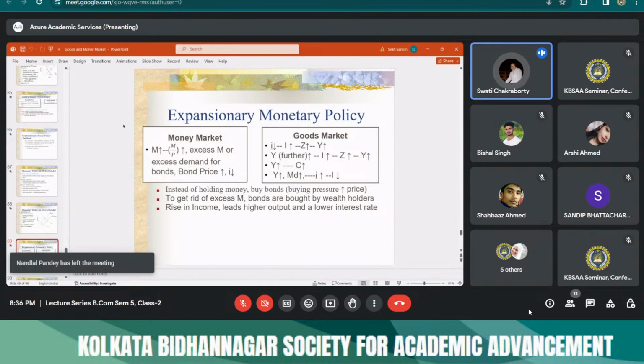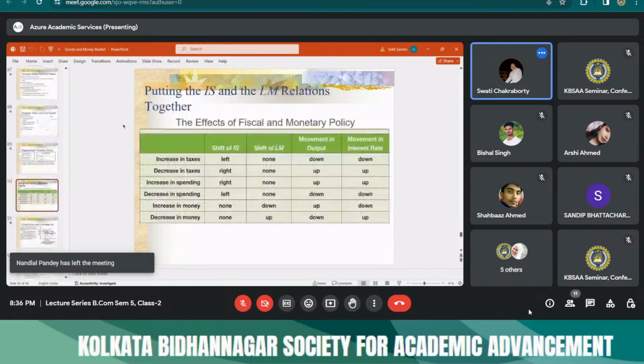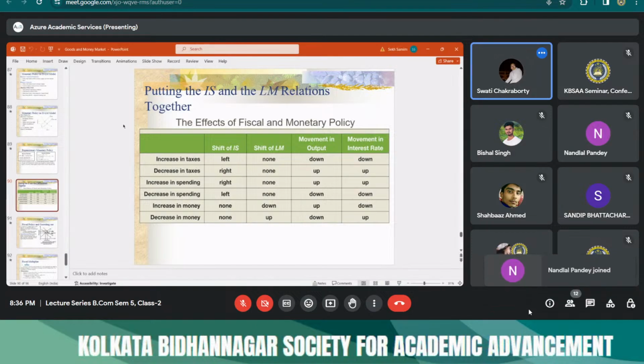Can we just go to the next slide, please? Okay, so this is the chart which tells you what is the effect of fiscal and monetary policy when any of these tools change, like increase or decrease of tax, increase or decrease in spending, increase or decrease of money, on the IS curve, on the LM curve, on output and interest rate. So this is in a nutshell whatever I was talking to you. Okay, can we go to the next slide? Slide number 91.